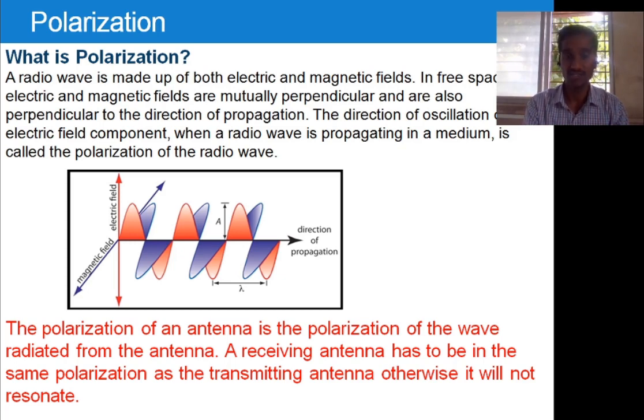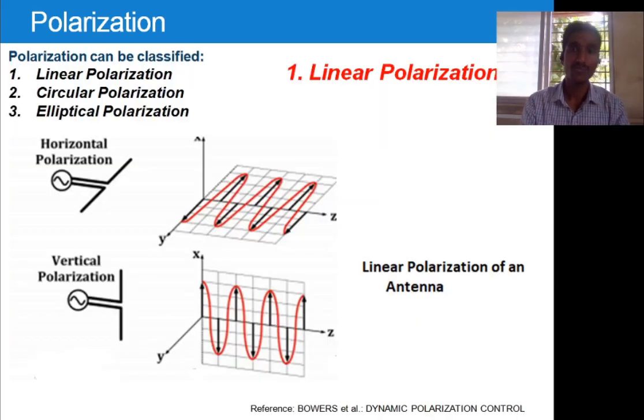That means the transmitting antenna must have vertical and the receiving antenna must have vertical. If the transmitting antenna transmits the electromagnetic waves with horizontal polarization, then the receiving antenna should have horizontal polarization. So this is the concept of polarization, and it depends on the electric field. There are three types of polarization. One is linear polarization.